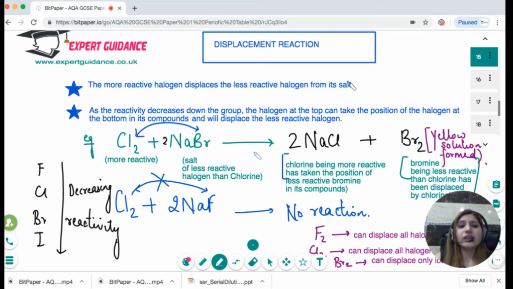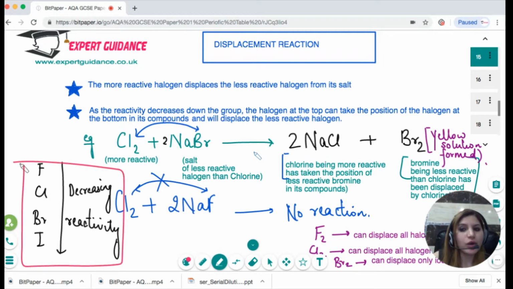Now, this is a very, very important reaction, which is the displacement reaction. This is the only reaction in halogens which requires a bit of understanding, and it's easy if you understand it properly. What happens is that a more reactive halogen will take the position of a less reactive halogen in its salt. Now, what is the most reactive halogen? The halogen at the top will take the position of the halogen at the bottom, provided the bottom halogen is in the form of a compound.